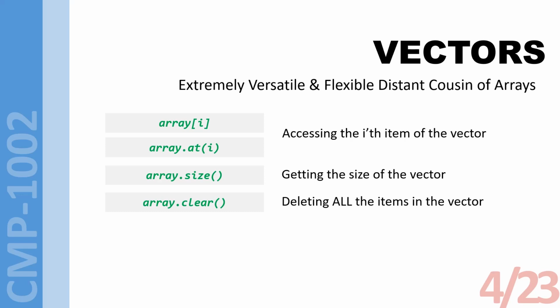And next there is a clear function which deletes all the items in the vector. You do not use this function that much, but it is there. If you don't want to delete things one by one, this is another good option.